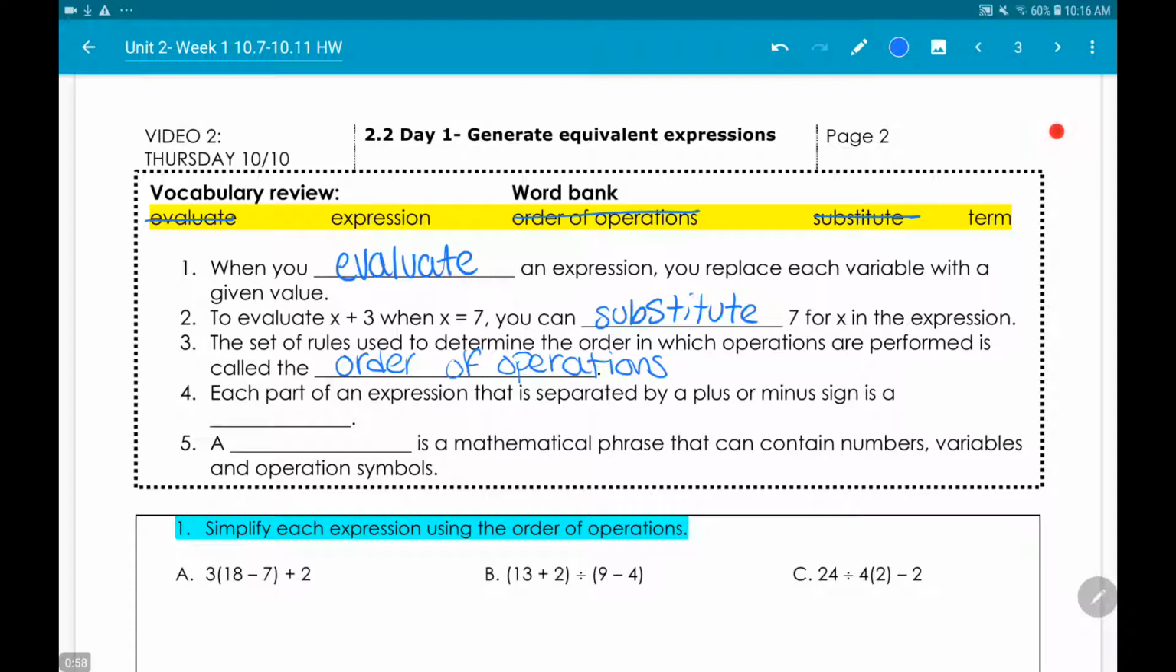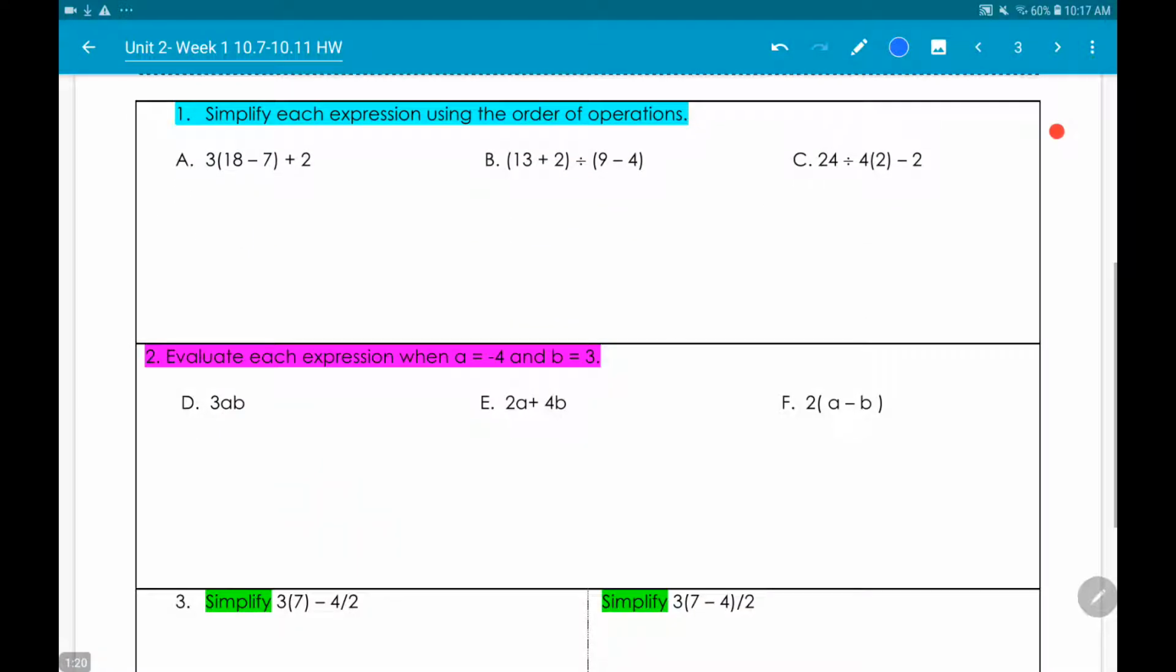Each part of an expression that is separated by a plus or minus sign is a term. We learned that one on Monday. A blank is a mathematical phrase that can contain numbers, variables, and operation symbols. That is an expression. Okay. So what we are going to practice is going to help us review stuff from 8th grade, and then we are going to use this to help us continue on with what we're going to do tomorrow.